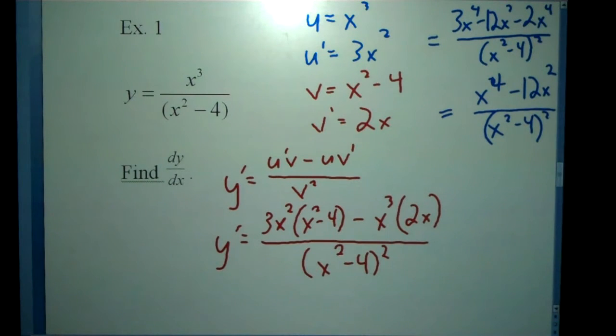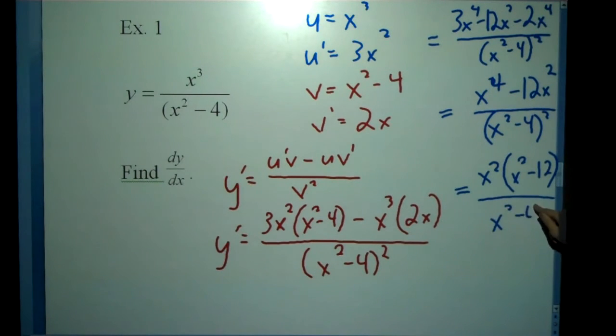Some people might be happy with it there. Others might say, well, you could factor that numerator, and so we could rewrite that as x squared, because both of these contain an x squared, times the quantity x squared minus 12, all over x squared minus 4, quantity squared. Is that good enough? I suppose so. We're pretty well factored in both the numerator and the denominator. So you just kind of have to look to what the answer is going to be.